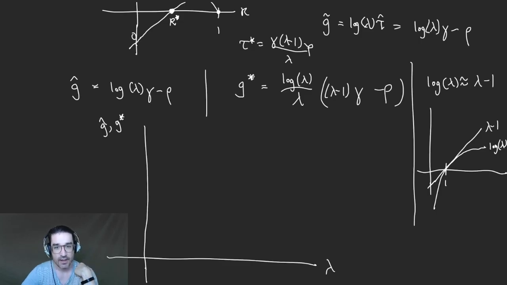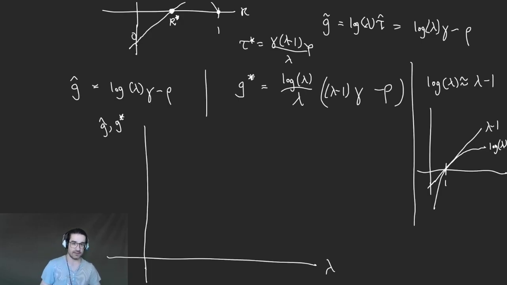That's what we're dealing with here. And that means that lambda minus one is going to hit that threshold first. The threshold is rho over gamma. For the social planner, you need the log of lambda to hit rho over gamma.